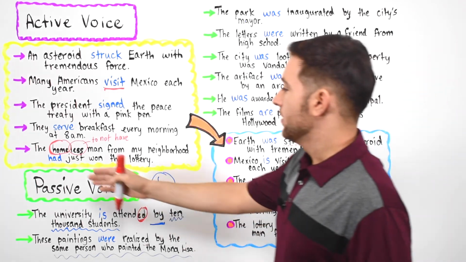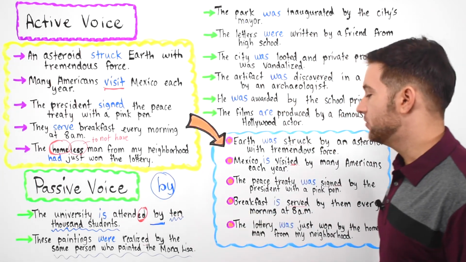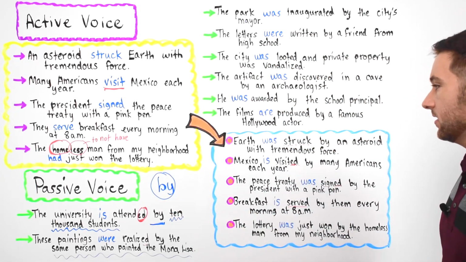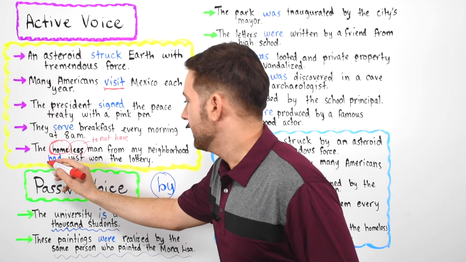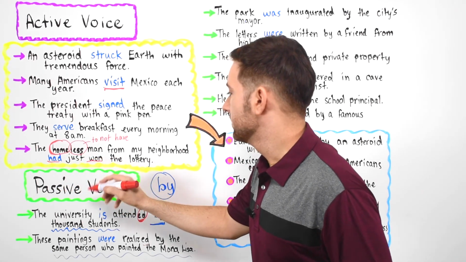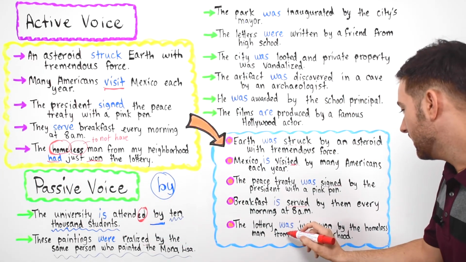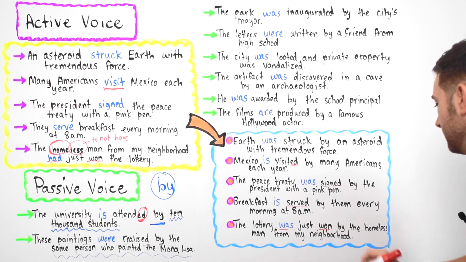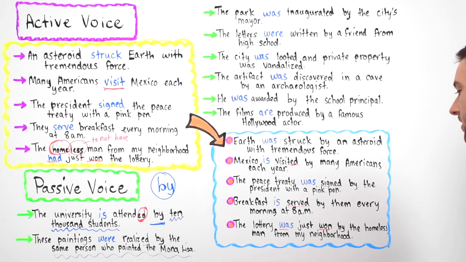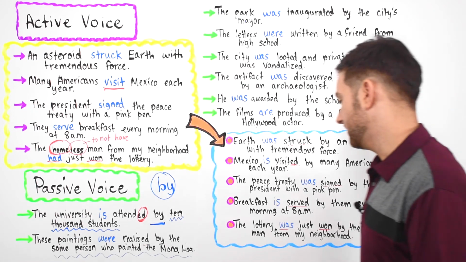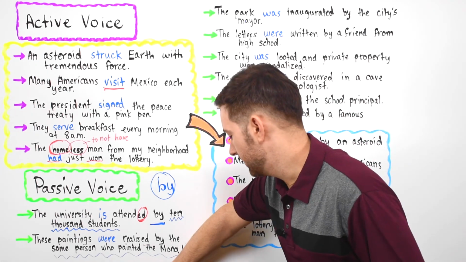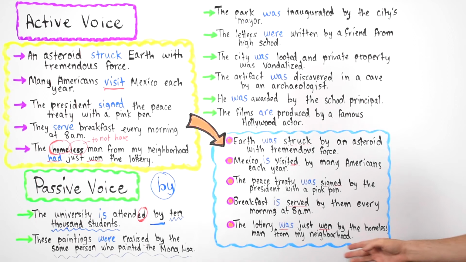And then we have: the homeless man from my neighborhood had just won the lottery. So had and won go together, okay? And was won goes together in this one. So: the lottery was just won by the homeless man in my neighborhood.